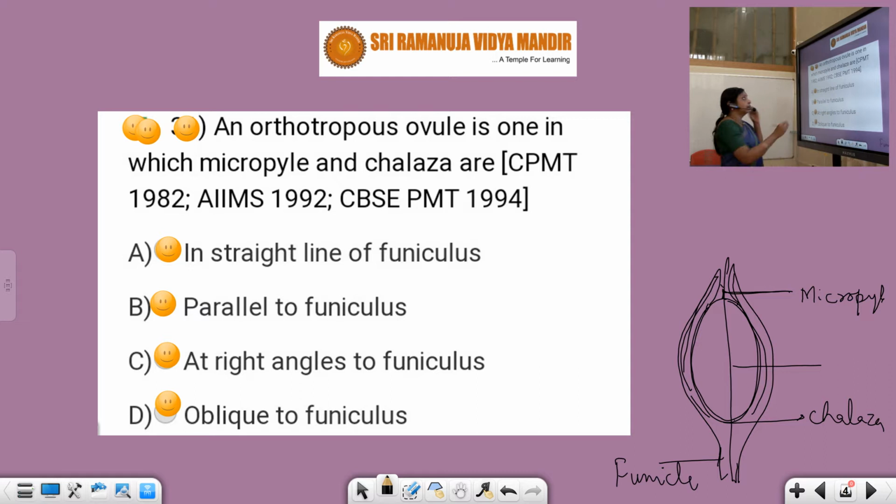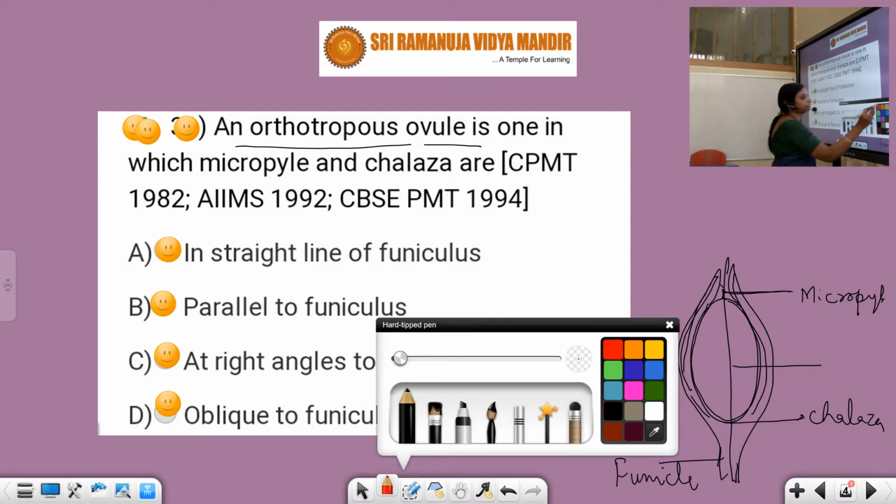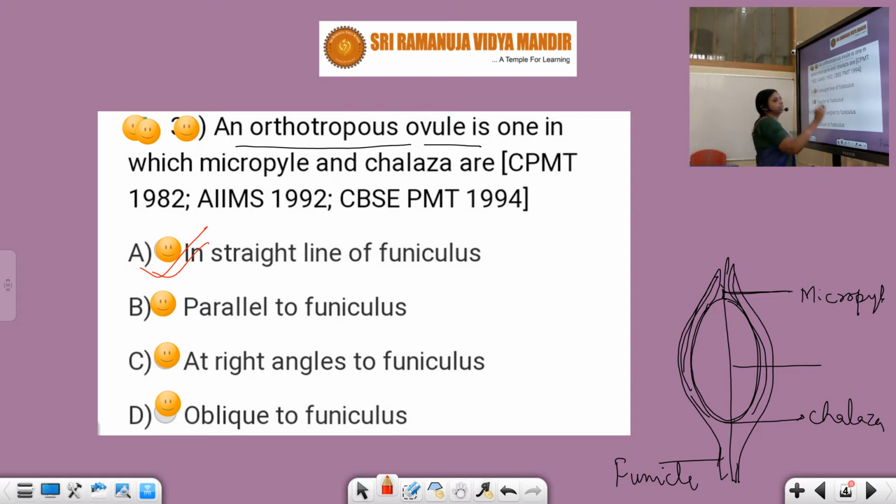So what is the question here? An orthotropous ovule is one in which micropyle and chalaza are in a straight line with the funiculus, so the first option is the answer, because all three, micropyle, chalaza, and funicle, are in a straight line. Option B, parallel to funicle, is wrong, and at right angles to funiculus: the body is at right angle to funicle in hemianatropous ovule, and not oblique to funicle. The first option is right.